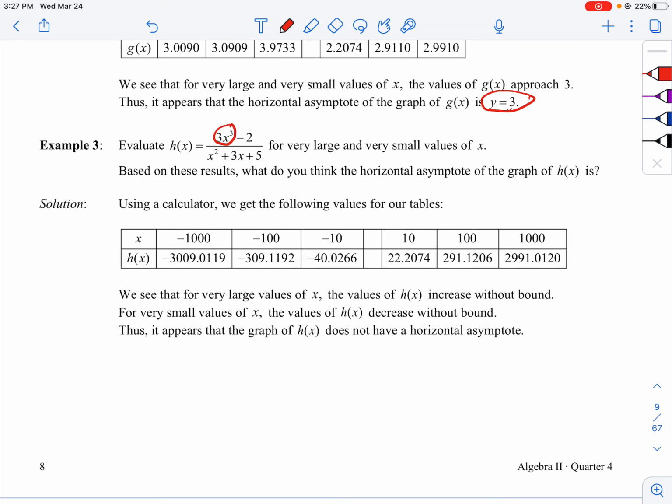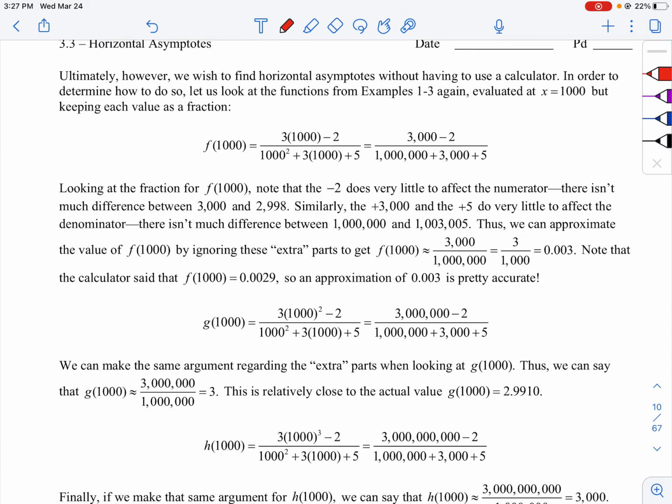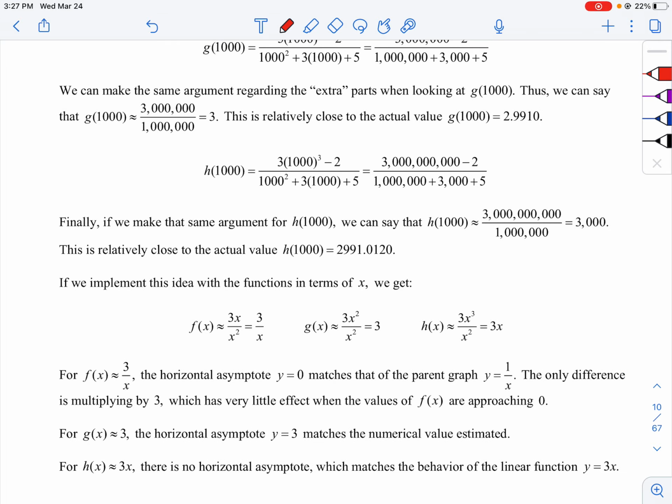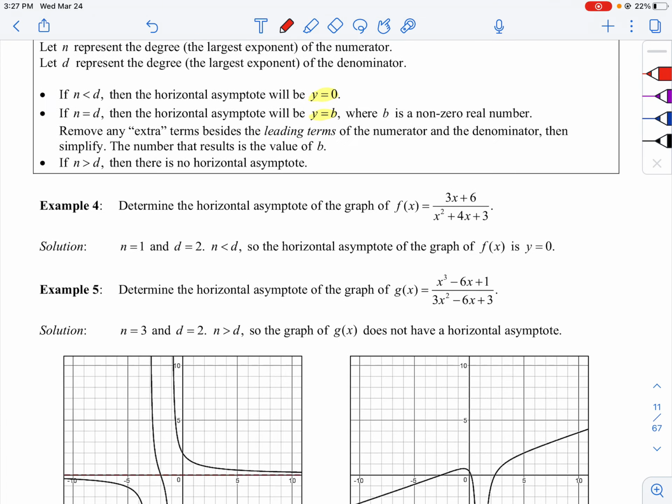Let me circle. This is the highest on the top, and this is the highest in the denominator. In the numerator, my largest exponent is a 3. In the denominator, the largest exponent is a 2. So in this case, n is greater than d. When the numerator has a larger exponent than the denominator, we will say that we have none. We have no horizontal asymptote. The word none would suffice. That's perfect. Okay, example number 4.